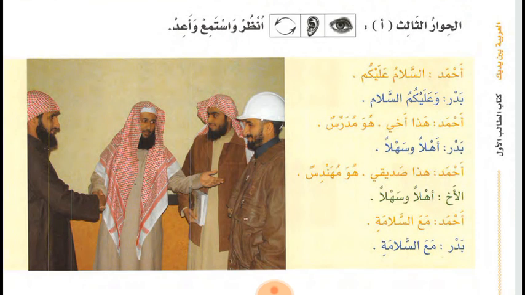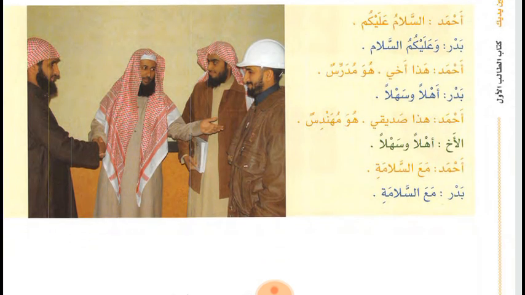Okay. So in this dialogue, you learned that the word akh means brother, and akhi means my brother. Then another word, sadiq. Sadiq means friend. Sadiqi, my friend. So this means that in Arabic we add ya at the end of a word to make it mine. Akhi, my brother. Sadiqi, my friend. Kitabi, my book. So similarly for all other words.